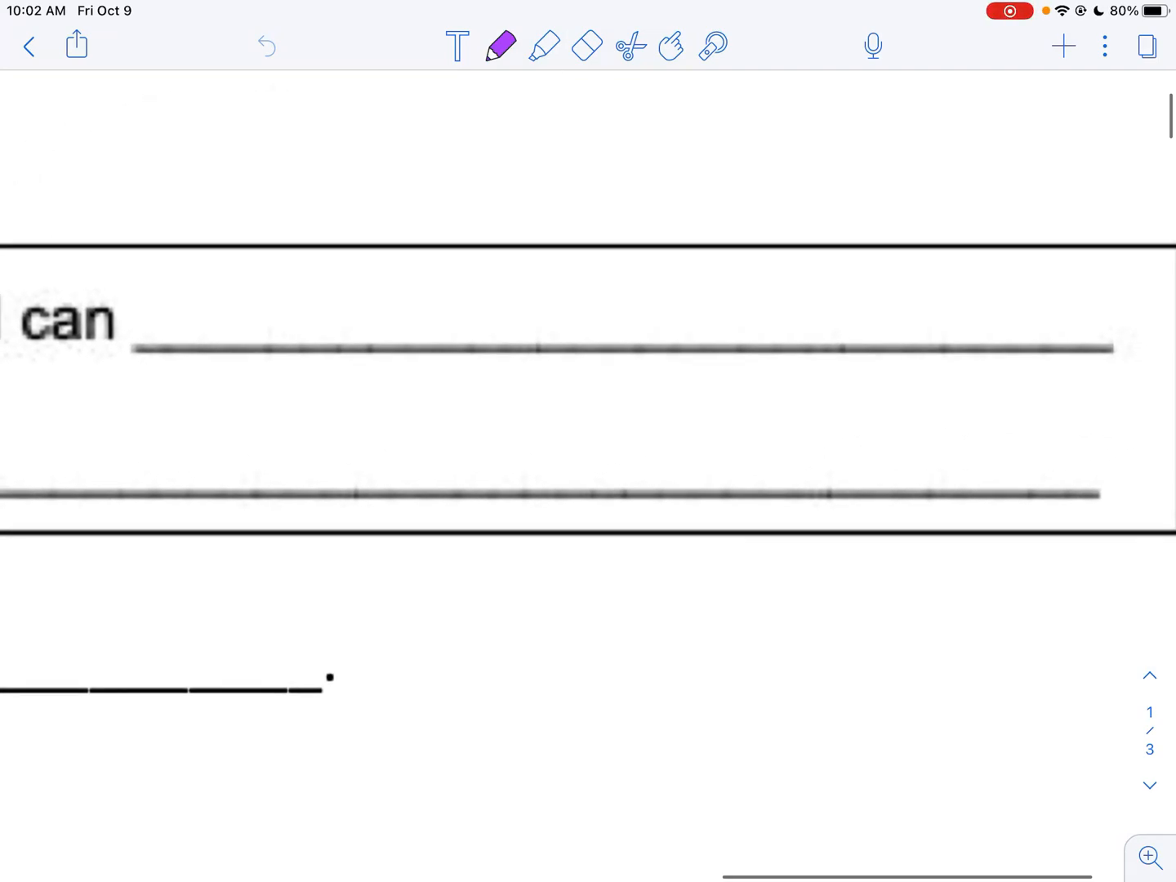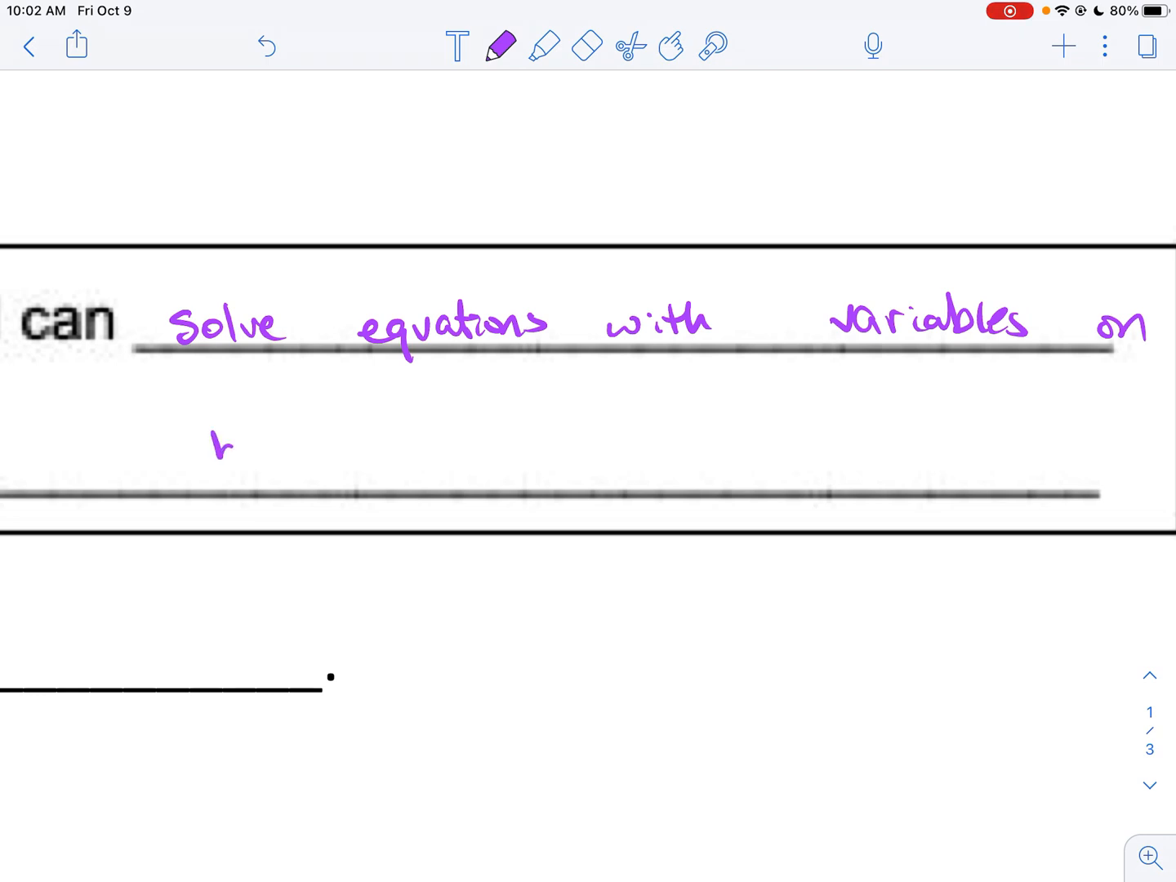Hey everyone, so in this lesson today we are going to talk about solving equations with variables on both sides. So previously we learned how to solve multi-step equations, right? Using distributive property, combining like terms and all of that. The only thing we're doing here is we're adding one more step.